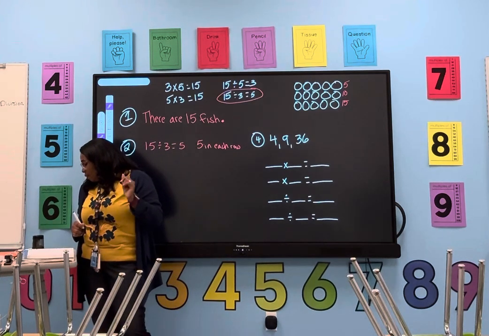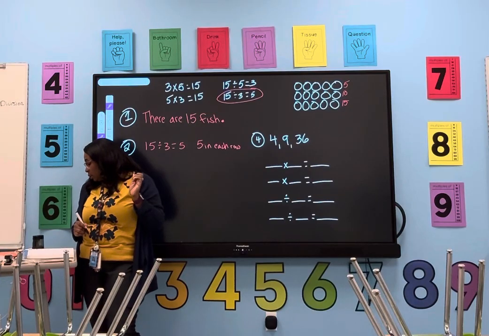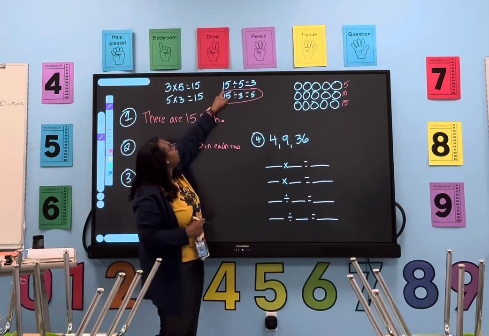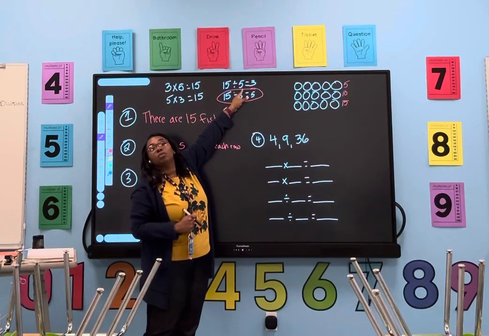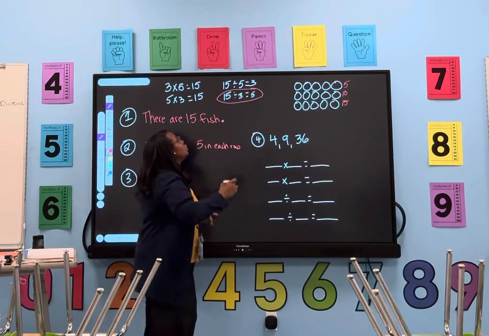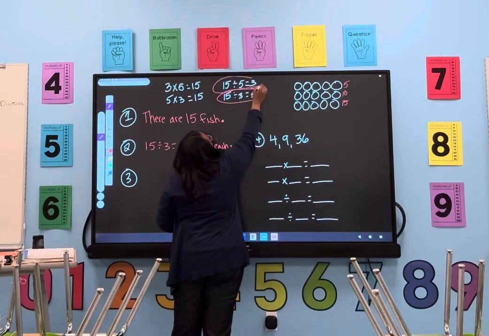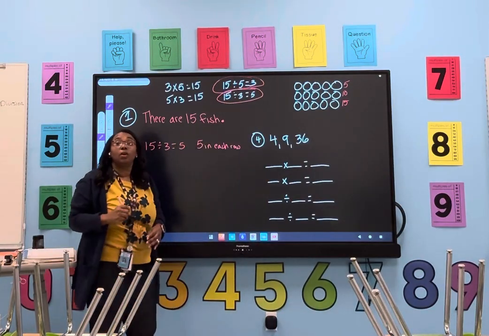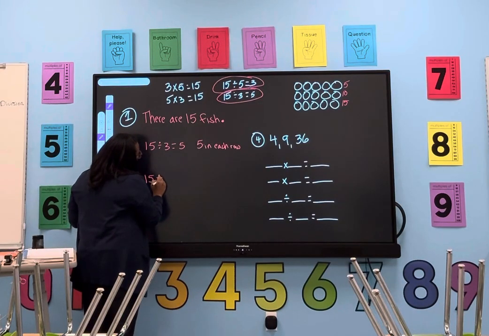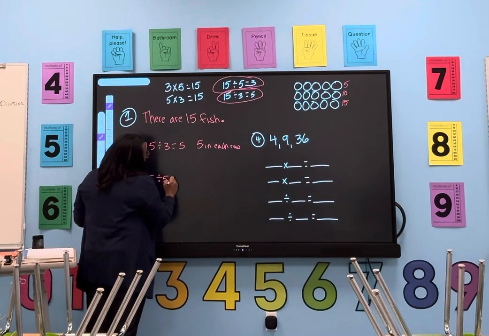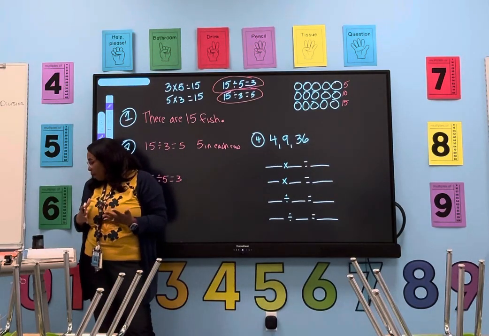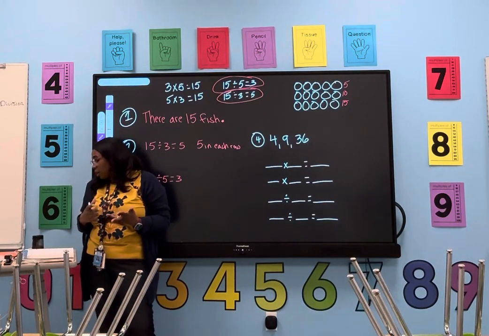So it says 15 fish swim in rows of 5. So 15 fish and 5. So this one has the 15 divided by 5. So this will be the division equation that we're going to put here. So 15 divided by 5 equals 3. So the question says, how many rows of fish are there?